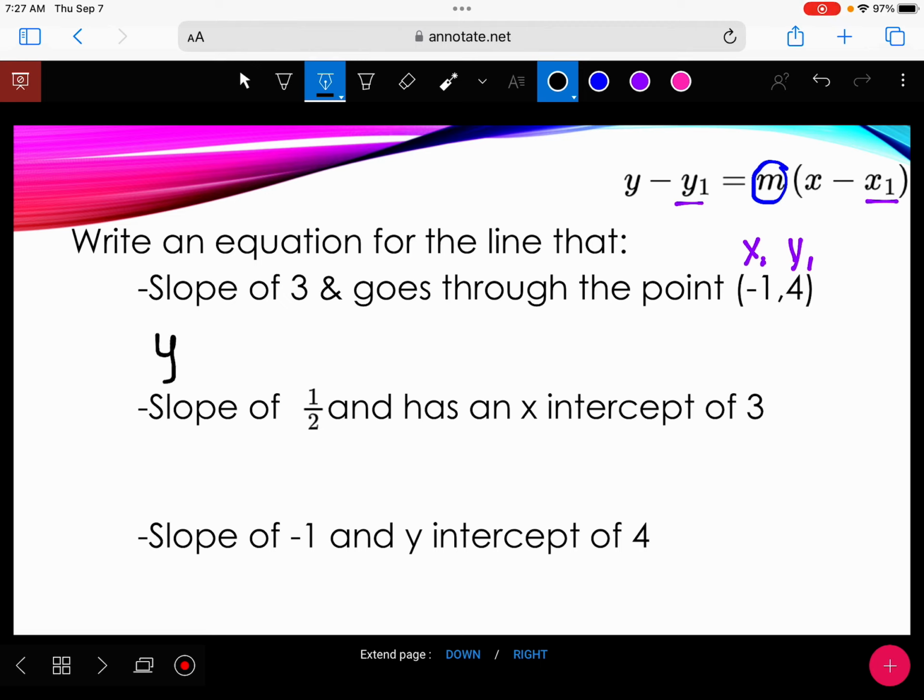So our y minus the y from our point, which is what? What's going here? 4. Equals our slope of 3 times the quantity x minus -1. X minus -1 becomes x plus 1. Watch out for the double negatives.